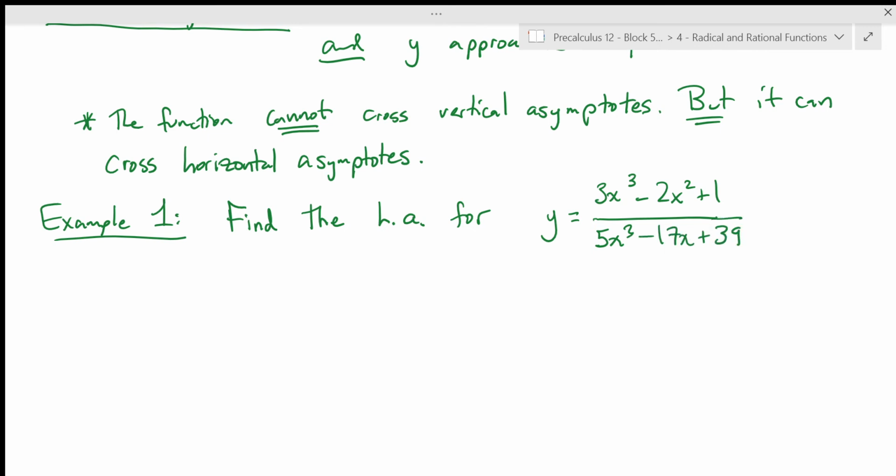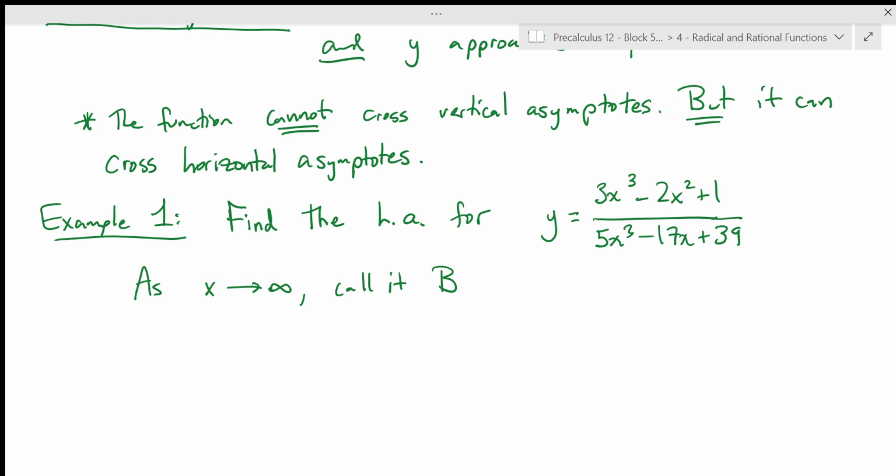What a lovely function. Okay, so what we're going to try to look at, so let's say as x goes to infinity, gets bigger and bigger, positive or negative, and any rational function that's just a polynomial over a polynomial will always have the same horizontal asymptote for positive and negative infinity. So we can just look at positive infinity.